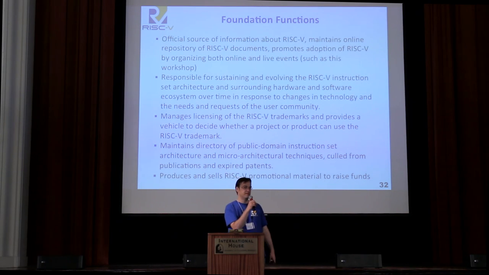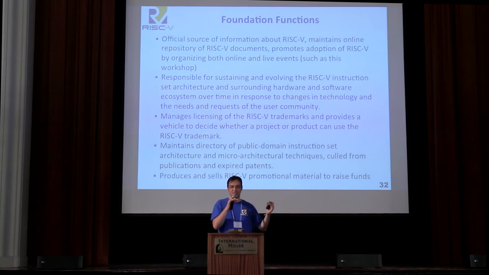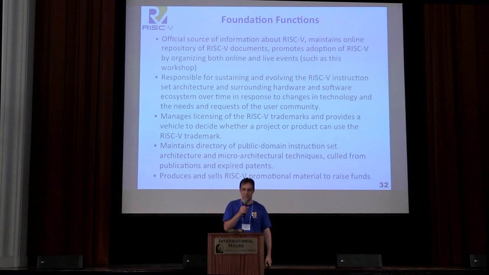One other thing we want to do to help with the FUD and patent fears, and we've already started this project, is maintain a directory of public domain architecture and microarchitecture techniques that are culled from expired patents and publications. So basically, we can build up this sort of stack of stuff that anybody who wants to litigate against RISC-V would have to fight through. We know a lot of old ISAs, and there's a lot of old stuff there. I think we can put together a pretty strong portfolio there. We'll also sell t-shirts, to raise money.